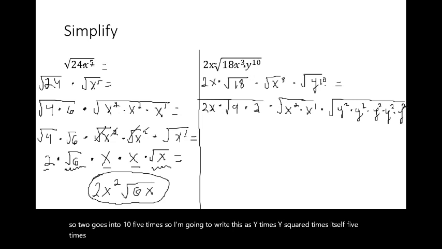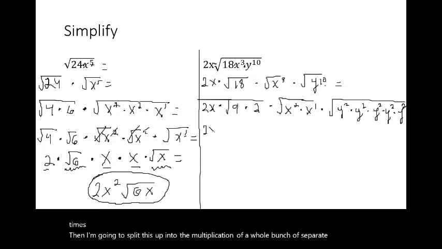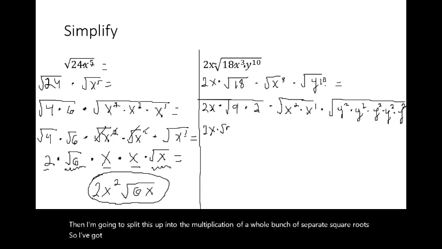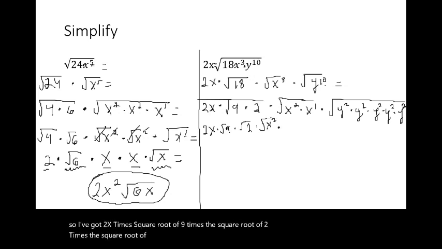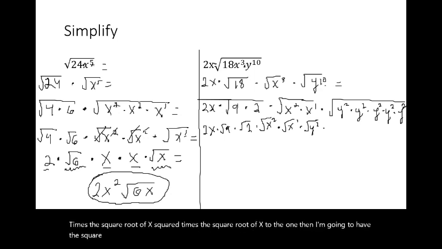Then I'm going to split this up into the multiplication of a whole bunch of separate square roots, so I've got 2x times square root of 9 times the square root of 2 times the square root of x squared times the square root of x to the 1. Then I'm going to have the square root of y squared times itself 5 times. So root y squared.